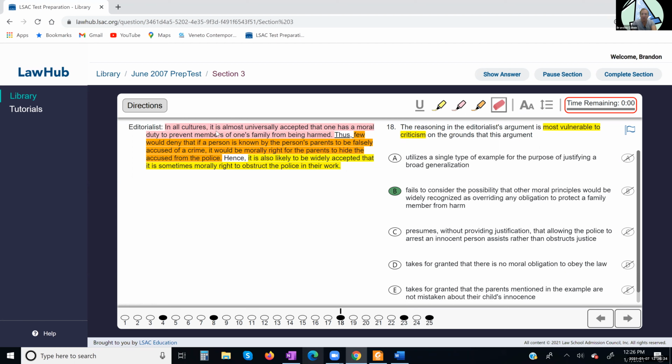So the pink is saying that it's universally accepted that one has a moral duty to prevent members of one's family from being harmed. Now, there is a thing here. It's almost universally accepted. Okay. Now, it also comes back to the issue of one factor being conclusive. Even if you have a moral duty to protect, what happens when certain moral duties conflict? Which one wins out? Who's to say that we don't have other moral duties? You could have moral duties that conflict, and then you have to be able to resolve that. We don't have evidence about other moral duties, and we don't have any evidence about how we resolve it.